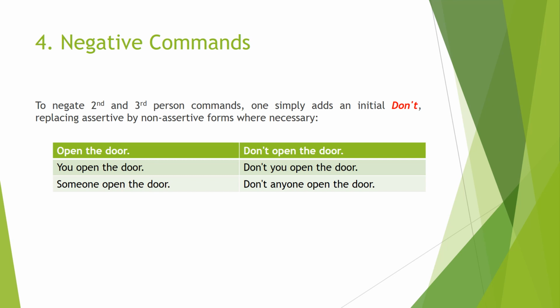Someone open the door. So again, we change it into negative by using don't. But here you have to pay attention that someone is assertive and cannot be used in a negative command. We have to change it into a non-assertive form. So the negation becomes don't anyone open the door.